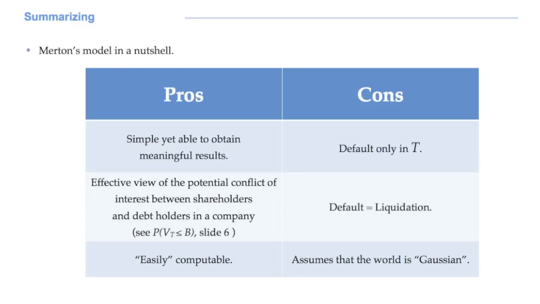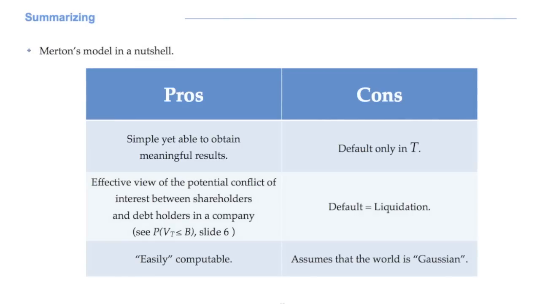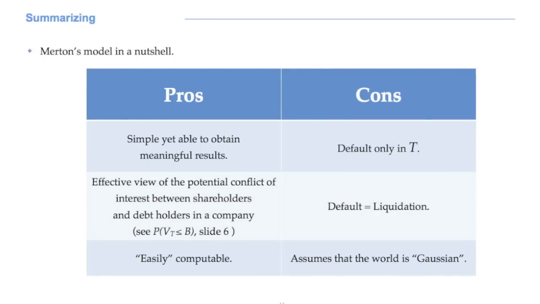Regarding the points of weakness, Merton's model, as Black-Scholes, essentially assumes we are in a Gaussian world, in which rare and extreme events, black swans in the terminology of Nicholas Taleb, are not taken into consideration. Moreover, in Merton's model, default can only happen at maturity, say in 1 year, and not within that period, say within 1 year. This is obviously not realistic.